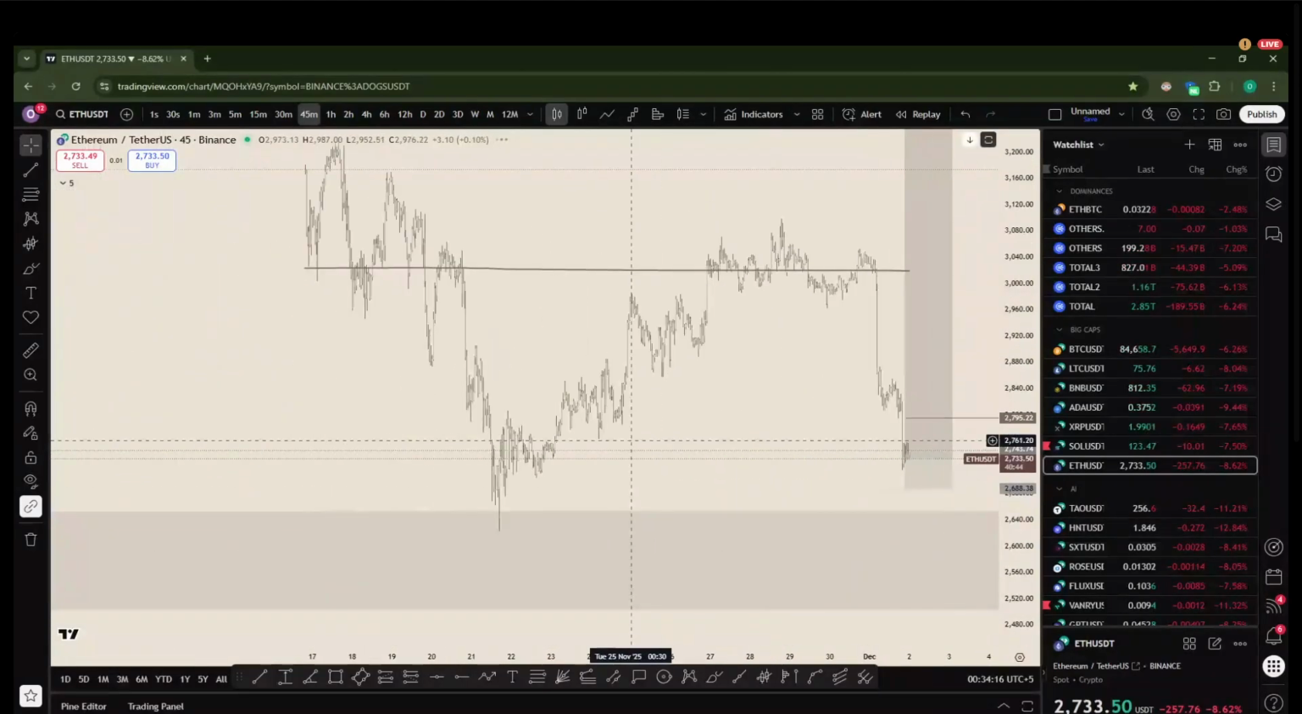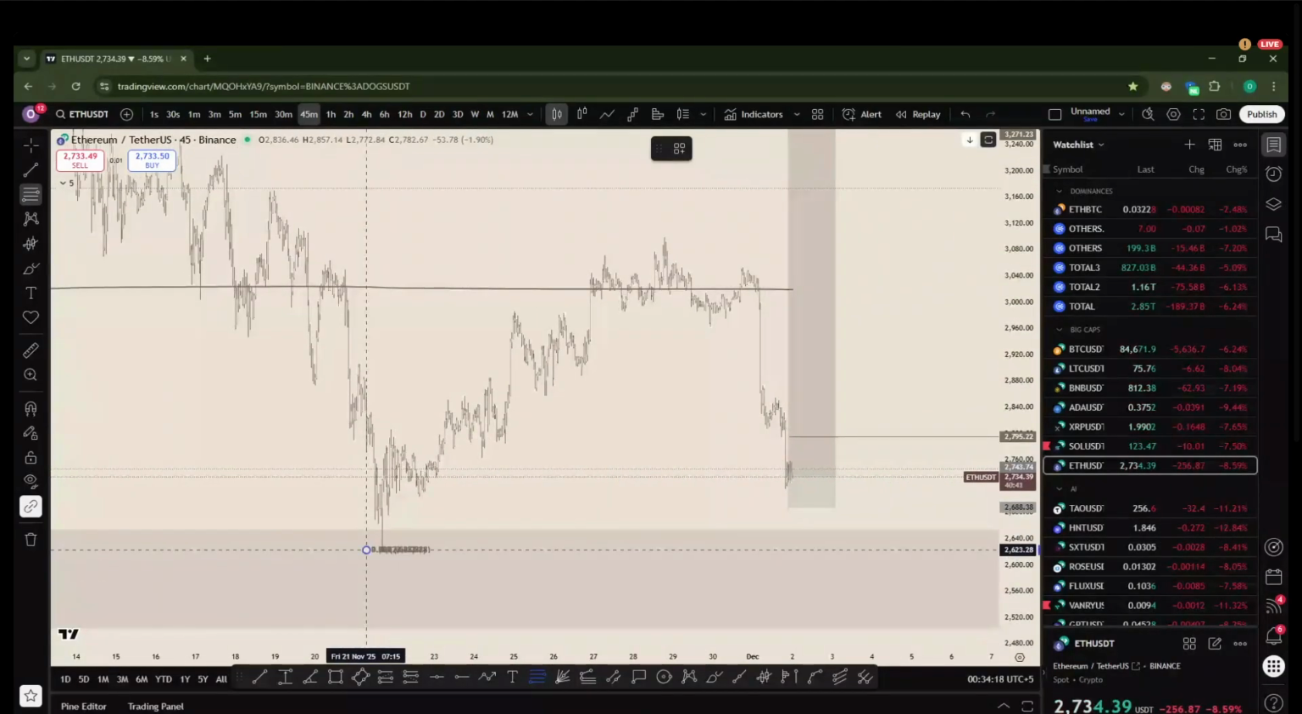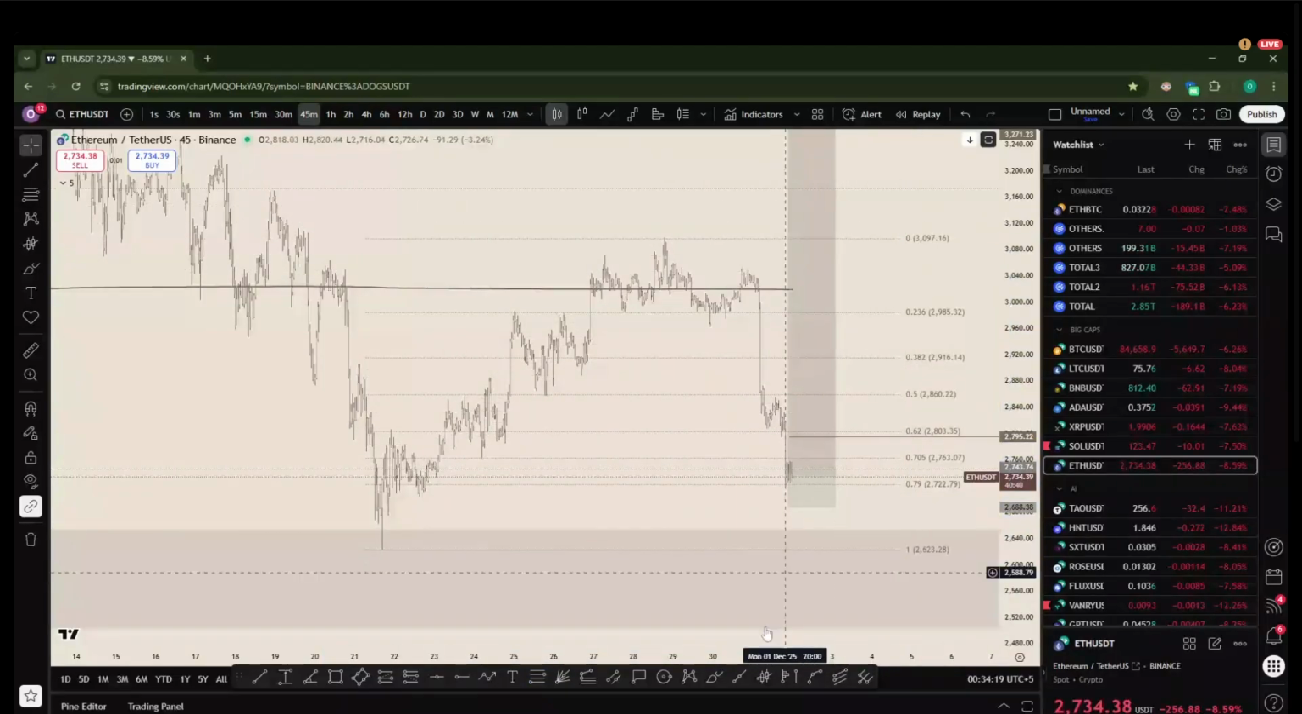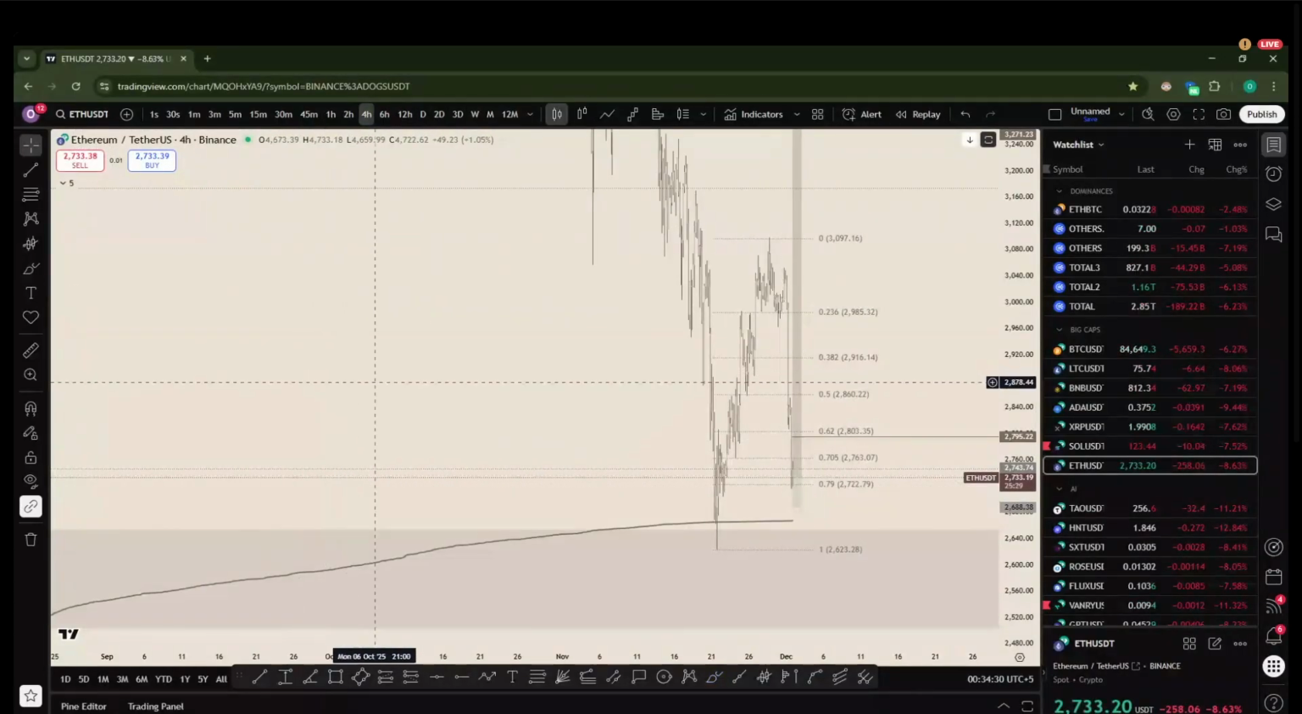So the confluence for this Ethereum long was pretty simple actually. It was the 0.79 level that we tapped, and then of course we had this liquidity swept as well, which will be acting as support as well. We have a 4 hour level as well.